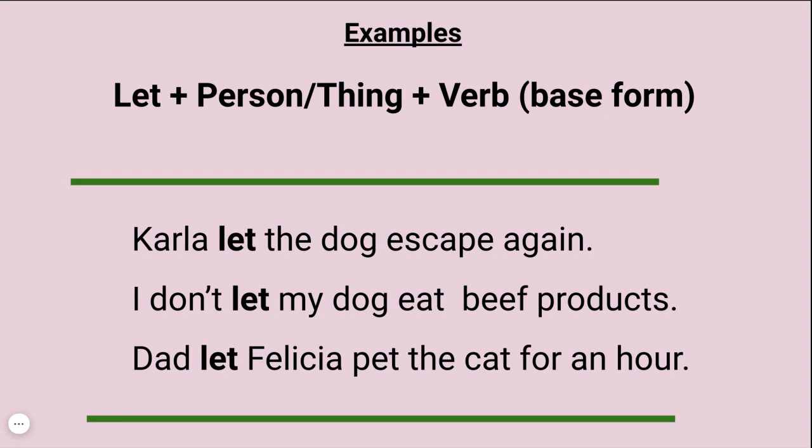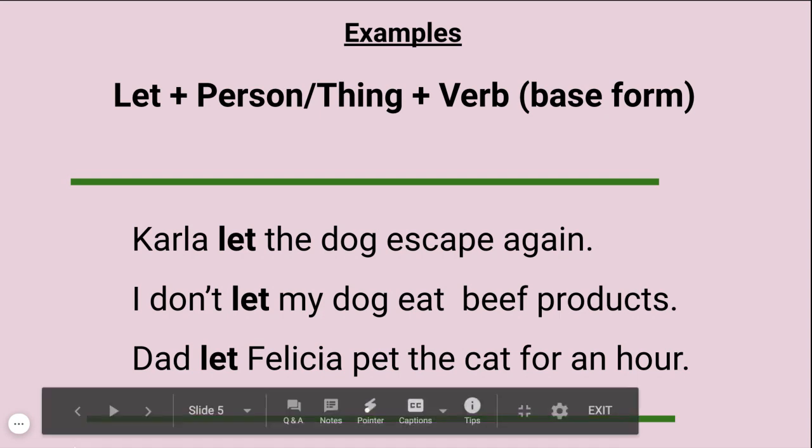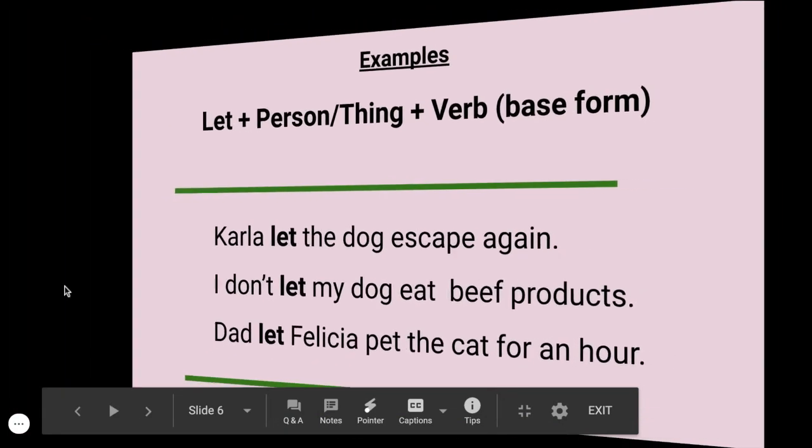And the last one, Dad let Felicia pet the cat for an hour. Dad did not pet the cat for an hour, but somehow he caused or allowed Felicia to do the action. So that's let. Now, in the next slide, we'll see let has some synonyms that work a little differently.